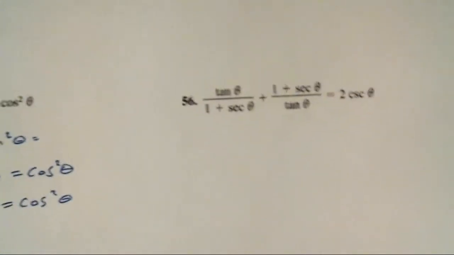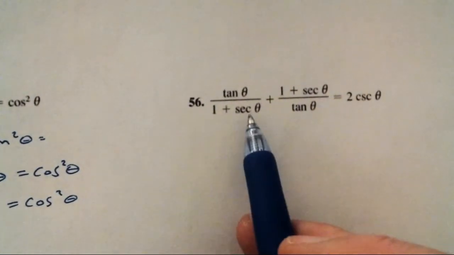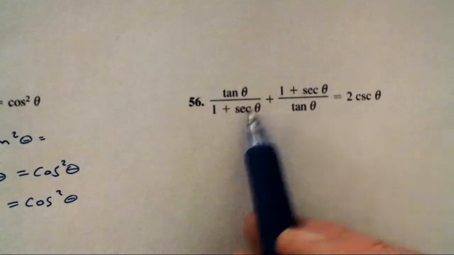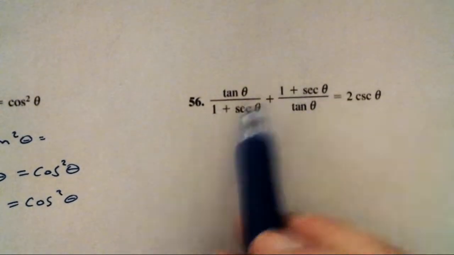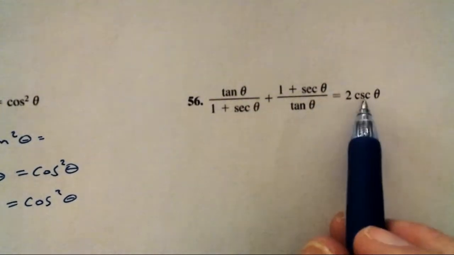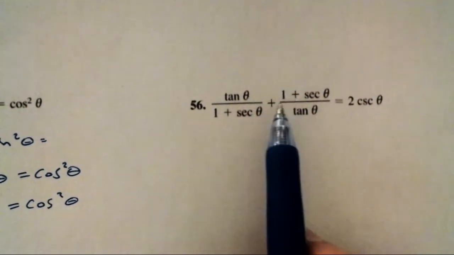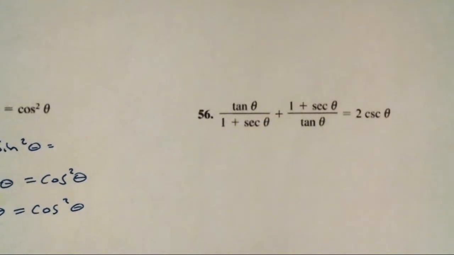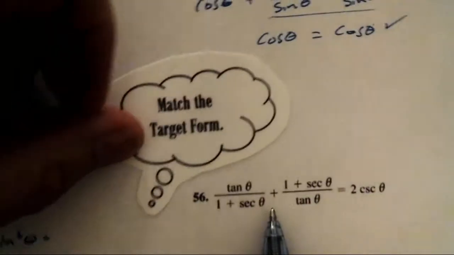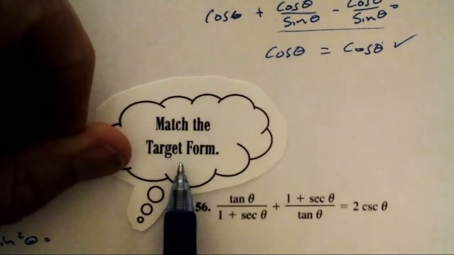Okay. Here's a strategy I might use on this one. Tangents and secants are great together. I might work with these for a bit. Eventually, I've got a cosecant on the other side, but I might stick with these for the time being before I jump to sines and cosines. But what I'm talking about here is match the target form.